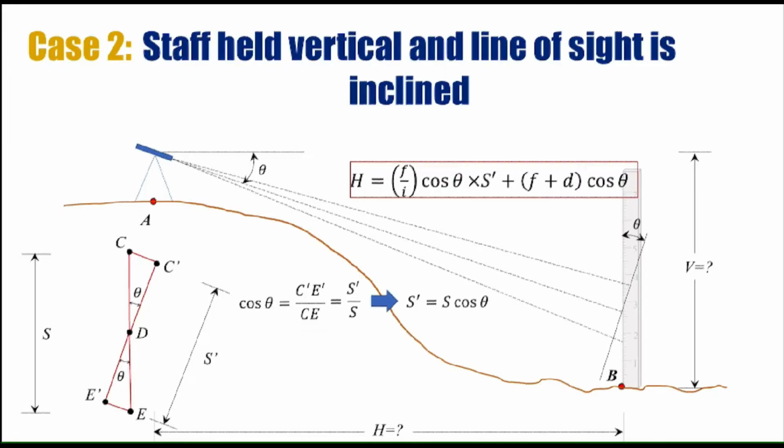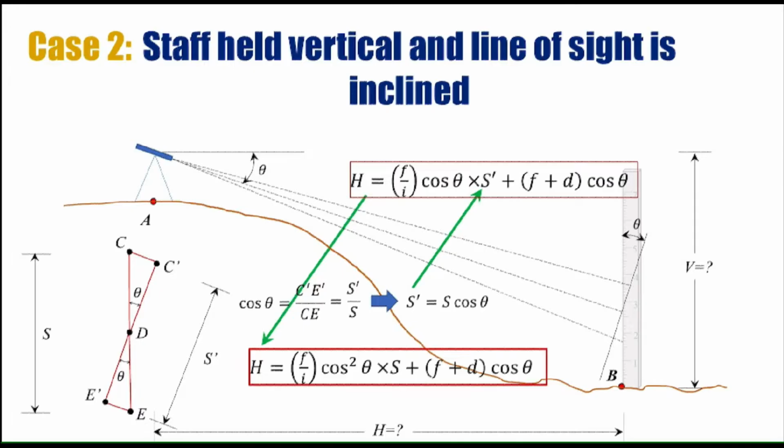Now putting the value of S dash in the previous equation that we have got, the final equation will become f or I cos squared theta into S plus f plus d cos theta. Now this would be the final equation for the horizontal distance. Looking at this equation, we have two variables, theta and S. Both these variables can be recorded on field. So this is the final equation for the horizontal distance between any two points when the staff is being held vertical and the line of sight is inclined.